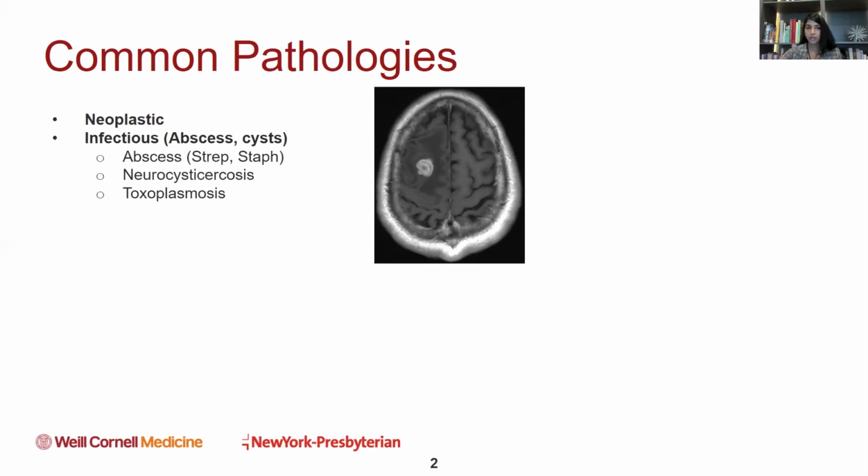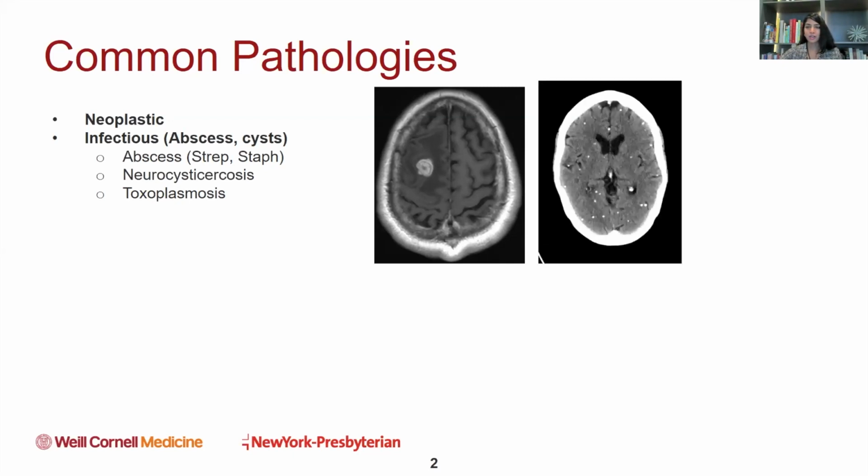Abscesses are commonly from strep or staph. We know the more rare pathologies like neurocysticercosis and toxoplasmosis are very pathognomonic and can sometimes be seen, but is definitely more of the zebra than the horse. Most commonly, when we talk about infection, we're talking about abscesses either from the sinus or from hematogenous spread.